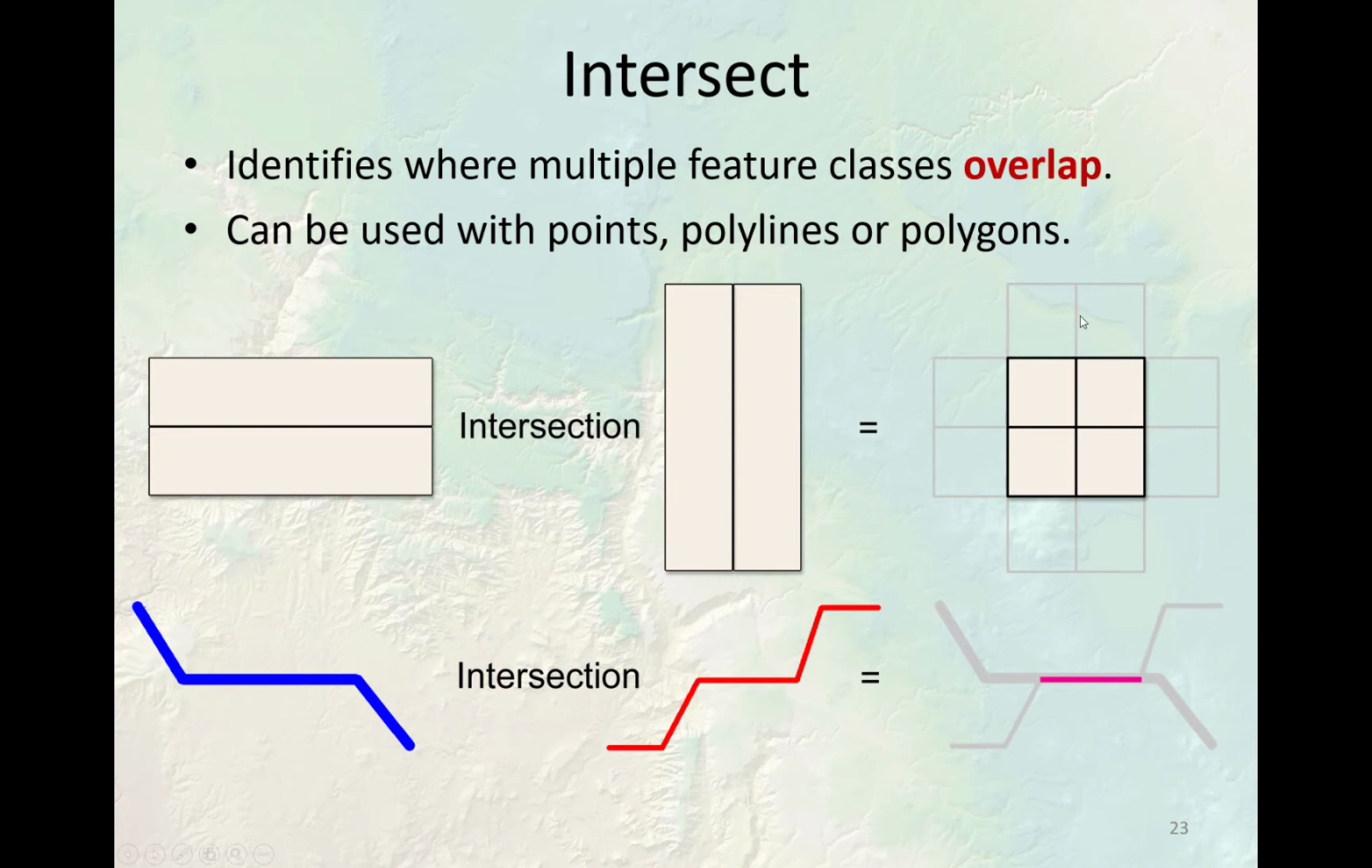Now, notice the outside of it. These areas only existed in one of the original feature classes, and so those are clipped out, and they do not make it into the Intersect feature class. Now, down below you can see that the Intersect tool also applies to other shape types than polygons, so we can intersect 2 polylines, and again we find a new polyline feature class that is only that portion that existed in both original polylines.